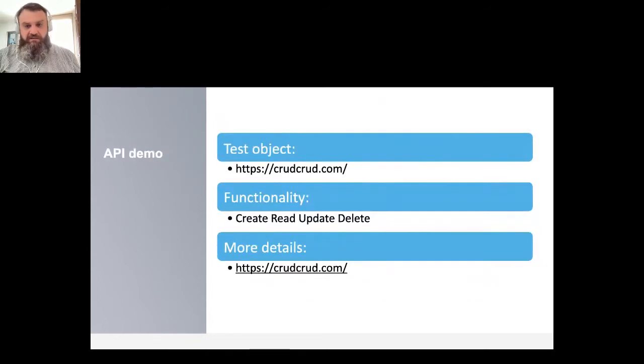Okay, let's go to the API demo. The test object will be the crud.com page. The functionality will be create, read, update, delete. More details about CRUD will be on this website, but in short, it is a page that provides you an endpoint where you can create, read, update, and delete datasets.